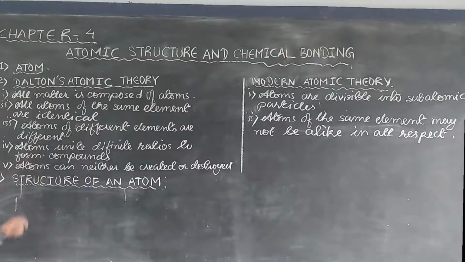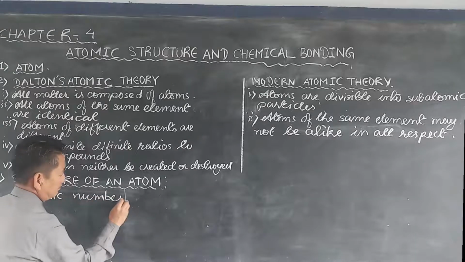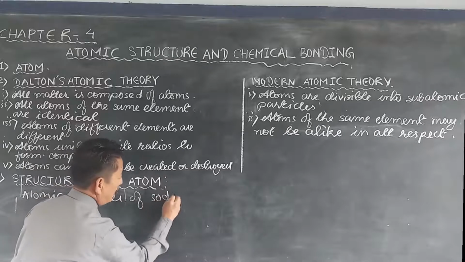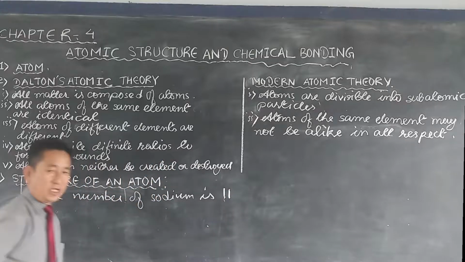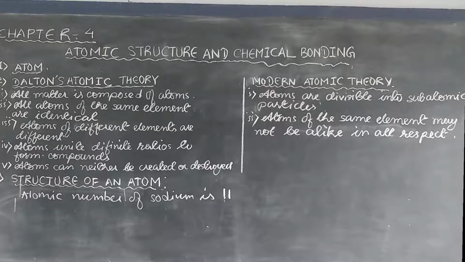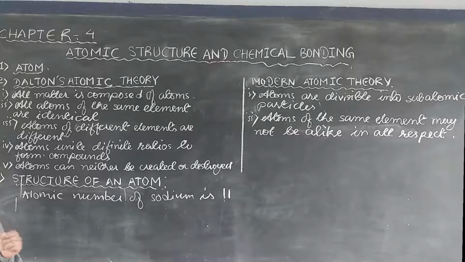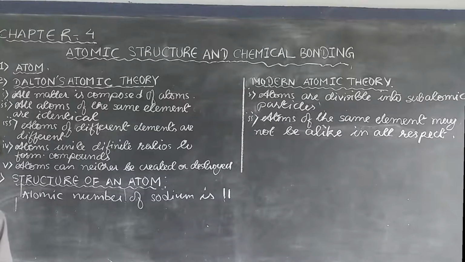Now next, structure of an atom. For this, I'll take the example of sodium. The atomic number of sodium is 11. Atomic number means the equal number of electrons or protons present in an atom, or equal number of positive and negative charged particles present in an atom. Here the atomic number of sodium is 11.